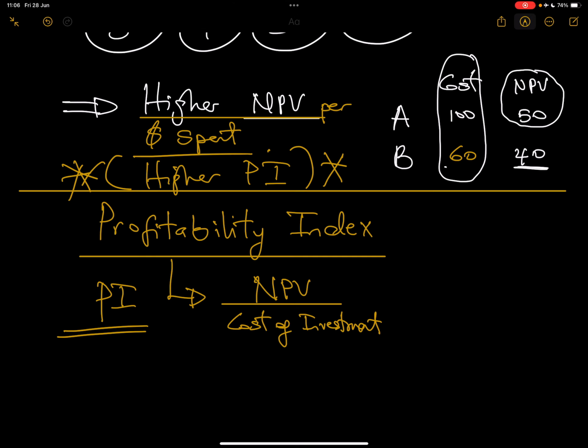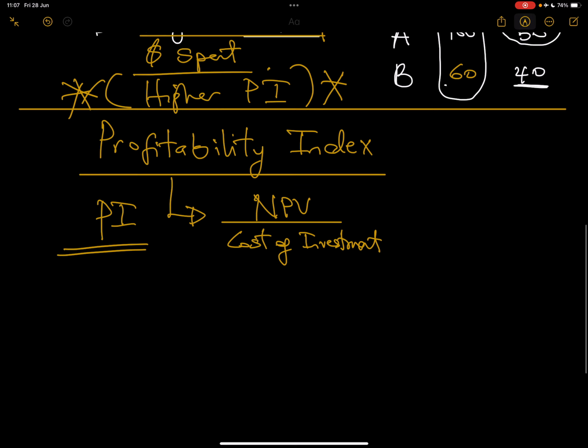So you need to rank and select the higher probability index investment until you exhaust your funding. Once you exhaust your funding, there's nothing you can do. You just need to leave the rest, all the other opportunities. Right. And there are two types of capital rationing.